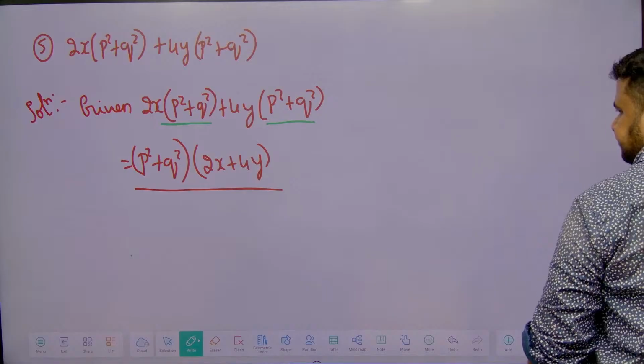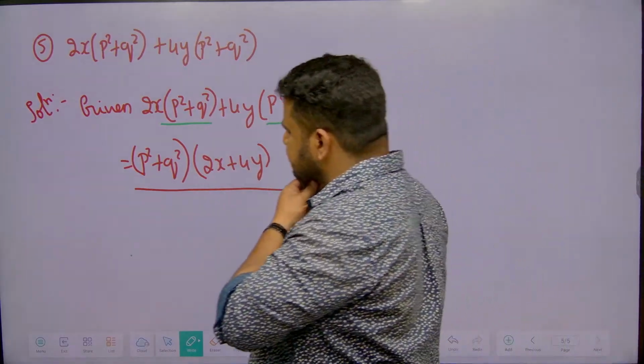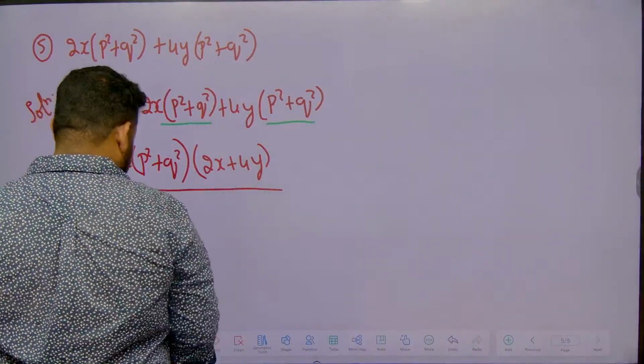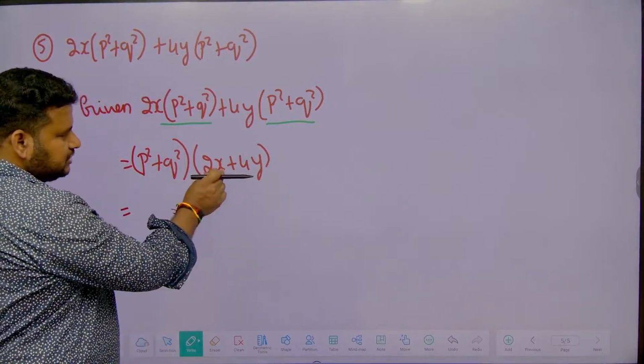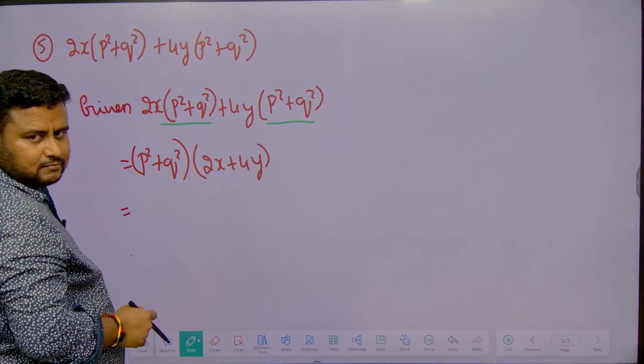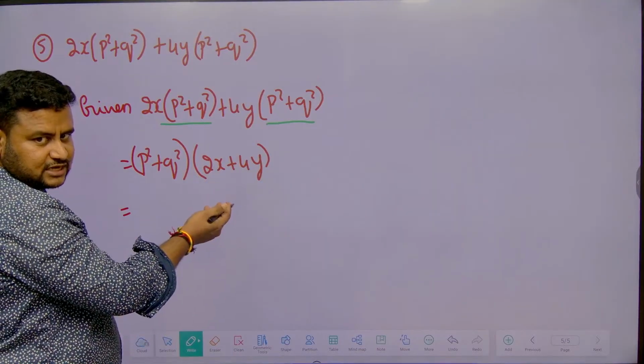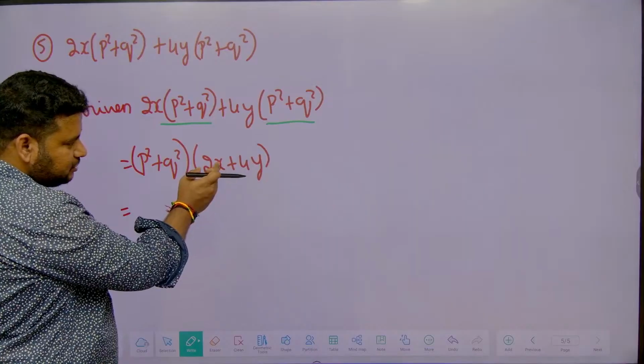And one more thing here, observe carefully. Here, further I can take common, yes or no? Because here 2x is there, here 4y is there. Can I take 2 common? I can take 2 common, yes or no? I can take 2 common, this will become x plus 2y.